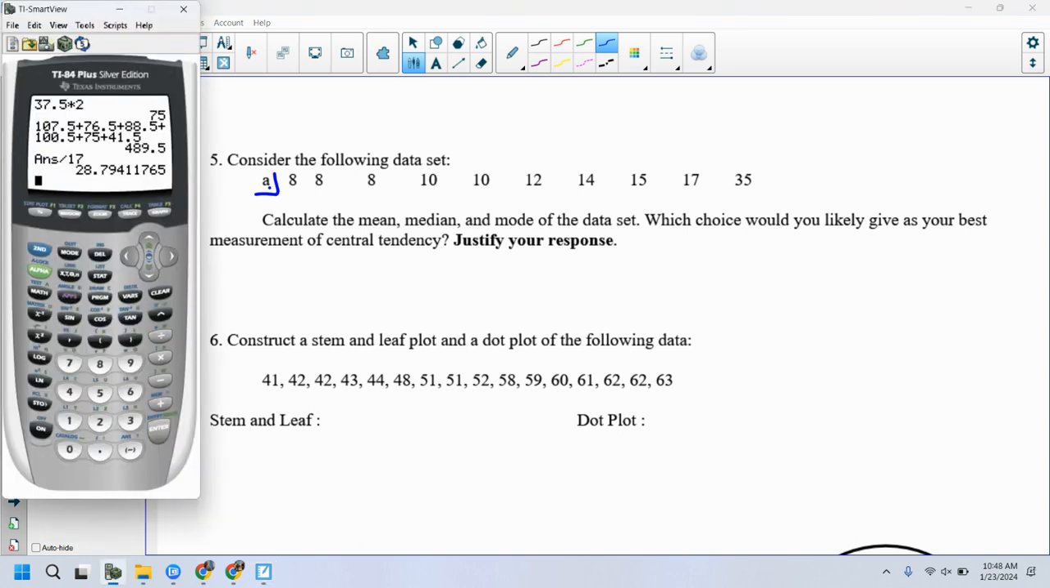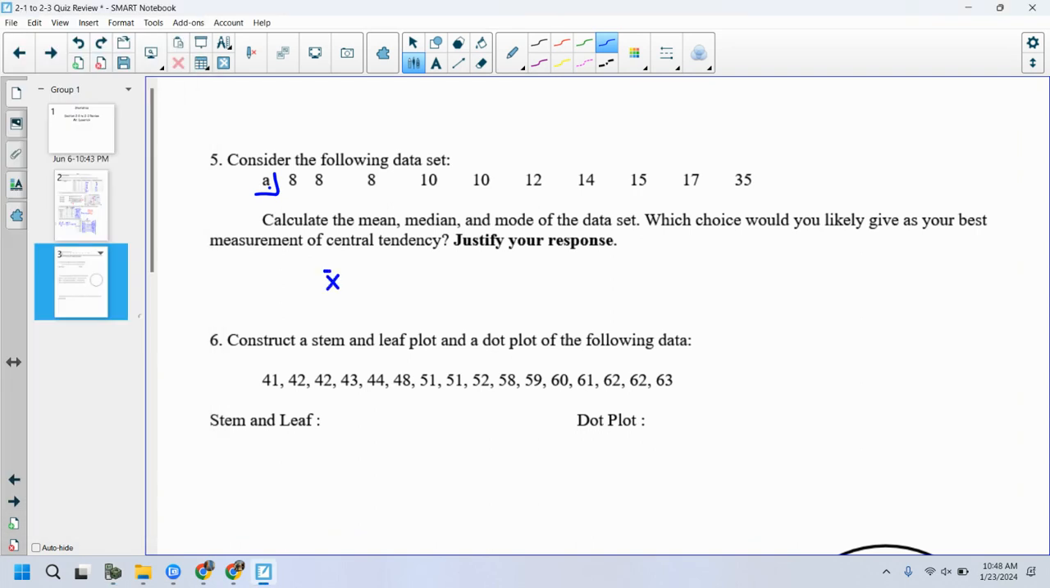Well, let's first find the mean. 8, 8, 8, 10, 10, 10. Nope. Just 2 10s. We got a 10, 10, 12, excuse me. 14, 15, 17. And then a 35. How many entries do I have? I got 1, 2, 3, 4, 5, 6, 7, 8, 9, 10 entries. Okay, so 13.75. X bar, the mean, is 13.75, right? Is that what you guys got? Yeah. Okay, good. I'm doing these just on the fly here.